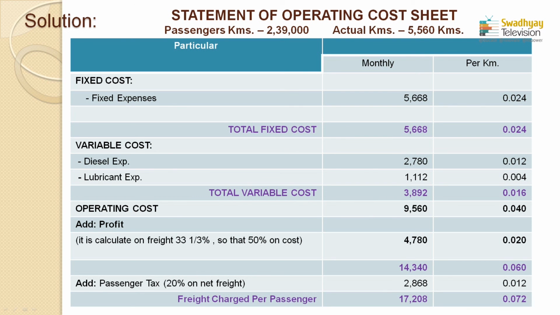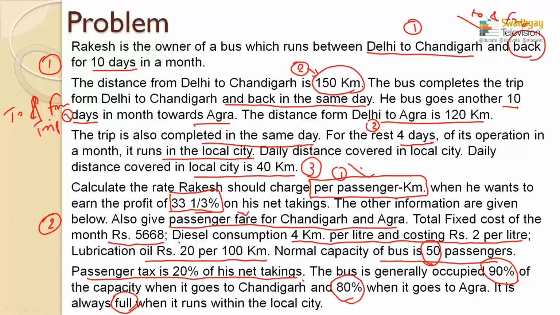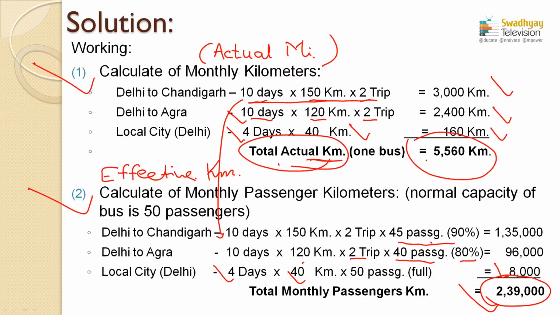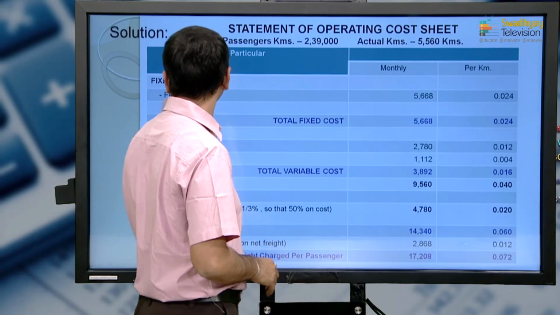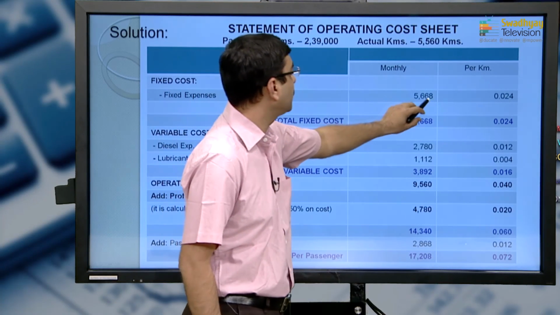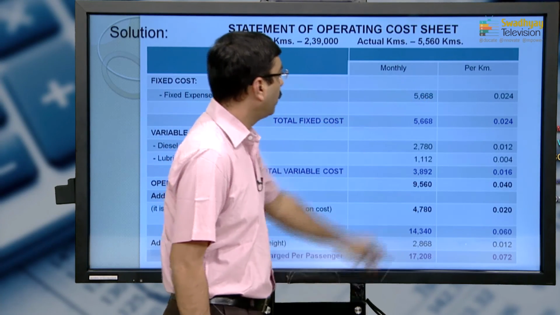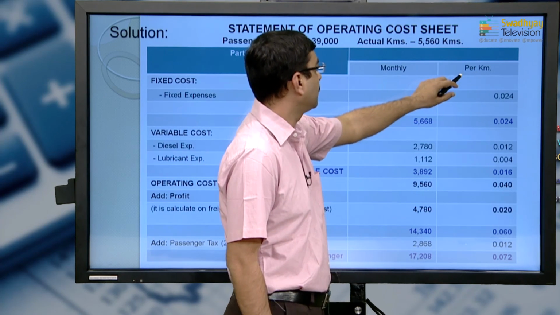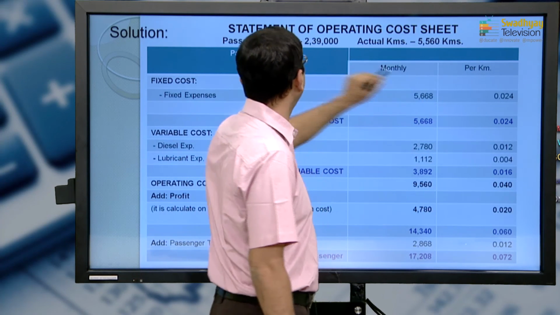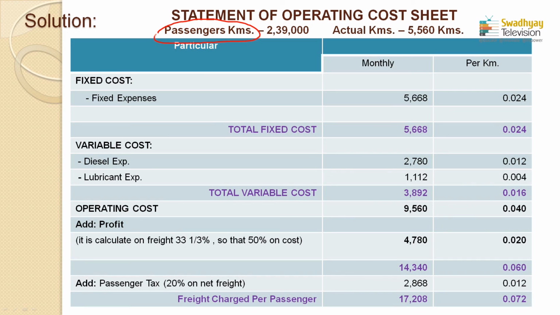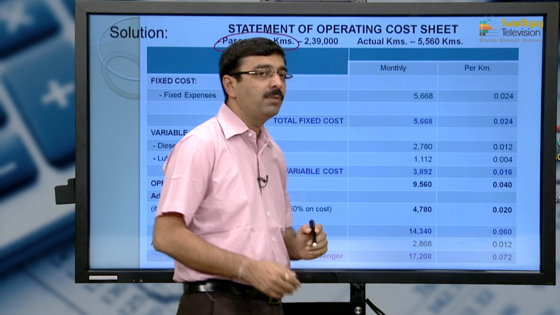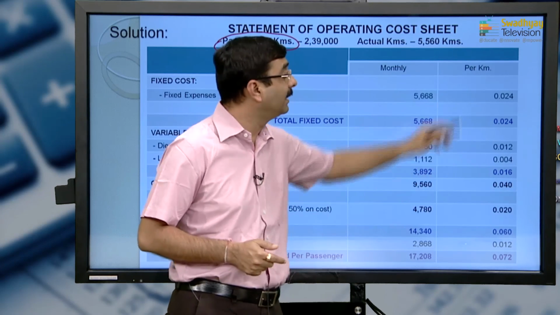So, fixed cost, first part. See the question here. The fixed cost is clearly mentioned in the question, which is 5,668. The total fixed cost incurred in this question is 5,668. Now see in the statement, fixed expense is 5,668. Now what do we need to find out? Per kilometer expense. Per kilometer for what? Per kilometer for passenger kilometer. It means that we need to find out how much cost per passenger kilometer is incurred here.